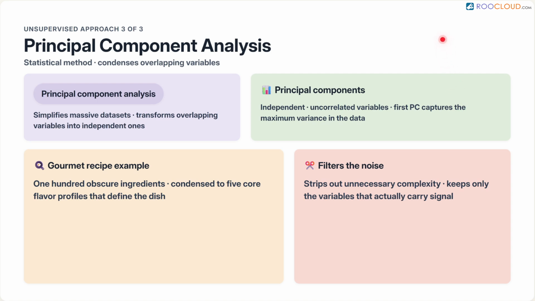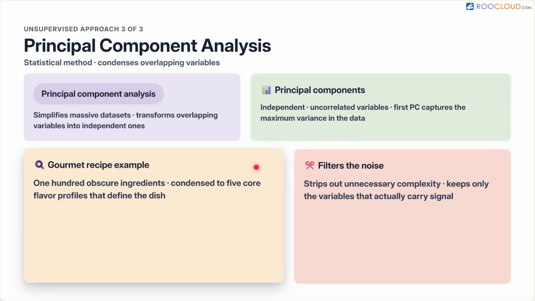The third approach is principal component analysis. This is an advanced statistical method that simplifies massive datasets by transforming original, overlapping variables into a new set of independent, uncorrelated variables, which are called principal components. The first principal component captures the maximum possible variance in the data.